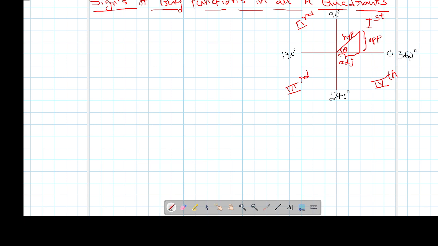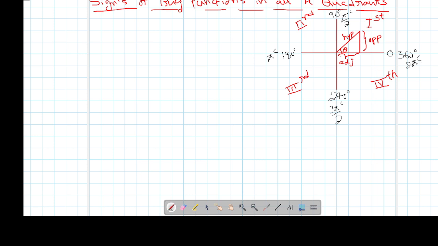If I write the same things in terms of radians, it will be from 0 to pi by 2 radians. And the second quadrant is from pi by 2 to pi radians. And the third quadrant will be from pi radians to 3 pi by 2 radians. And the fourth quadrant will be from 3 pi by 2 to 2 pi radians.